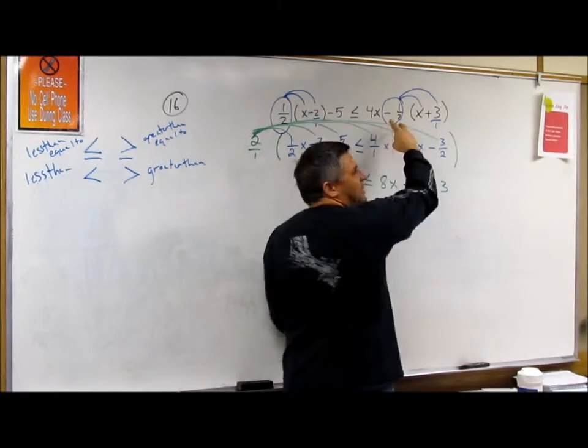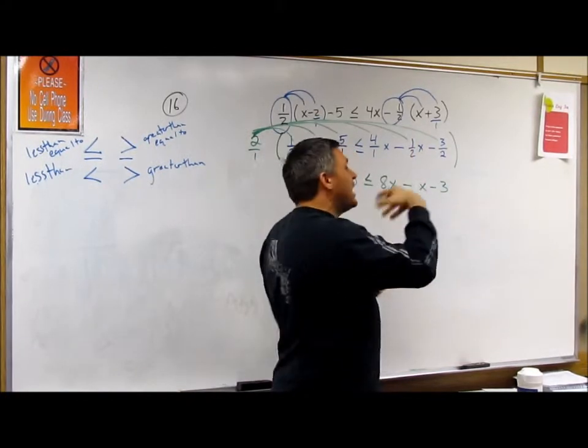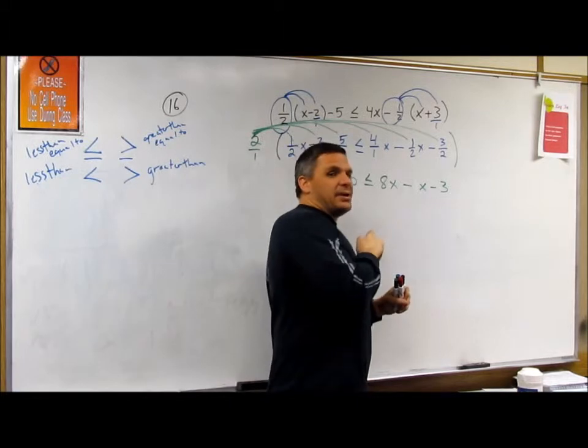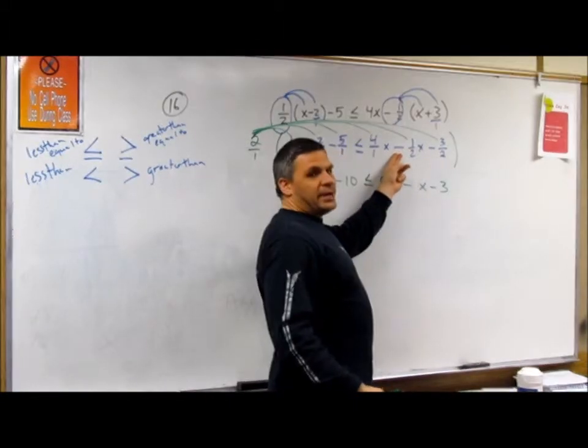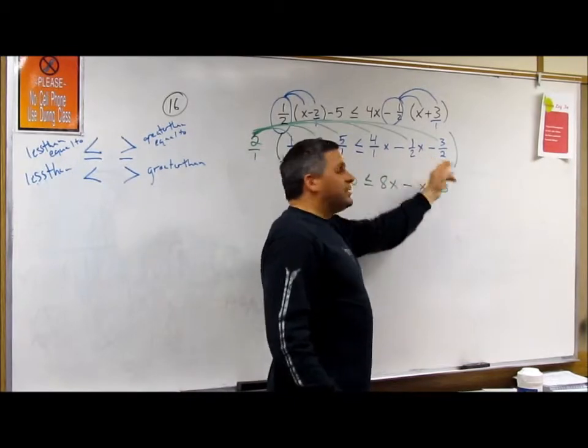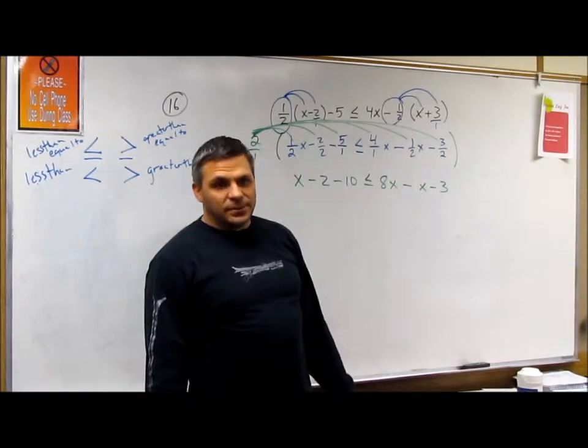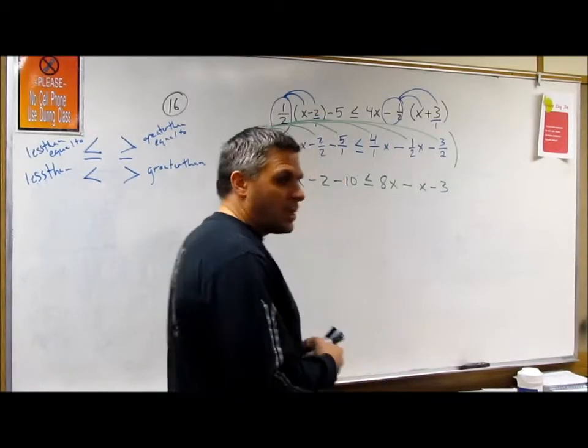So negative 1/2 times x. And negative 1/2 times 3. And that's why we get a negative 1/2 x and a negative 3 over 2. Does that make sense? Okay, good.